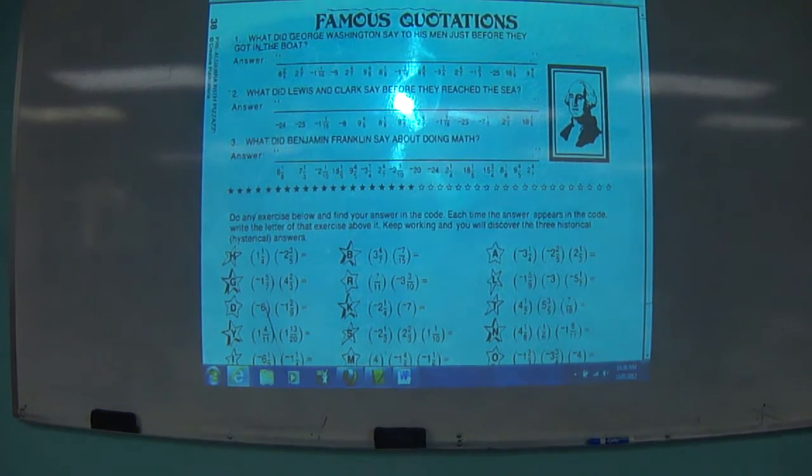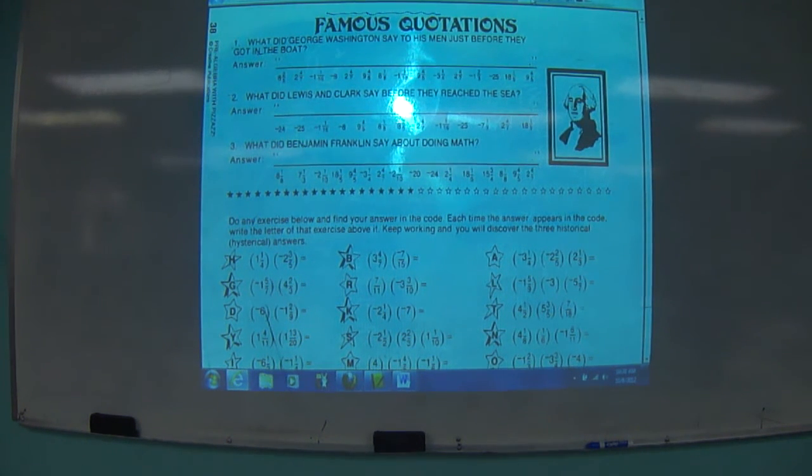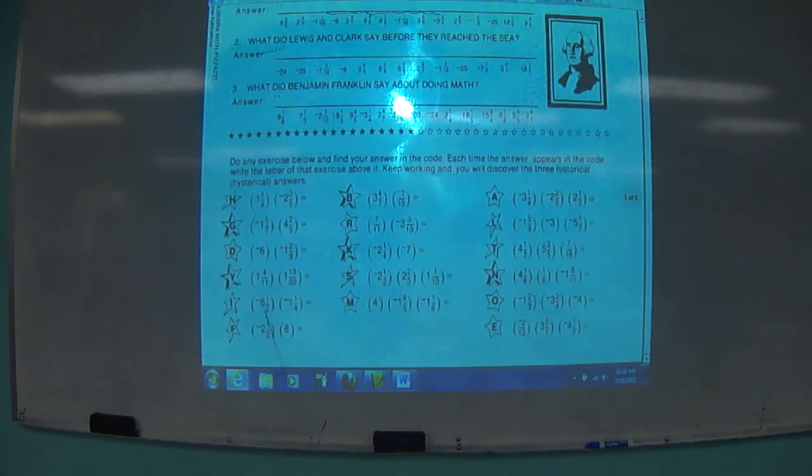So I showed you the exception to the rule first. Now we're going to do the rule. We're multiplying two fractions, and they're all mixed numbers. So what do you have to do when you're multiplying mixed numbers? You have to make it into a fraction. You have to turn it into an improper fraction.